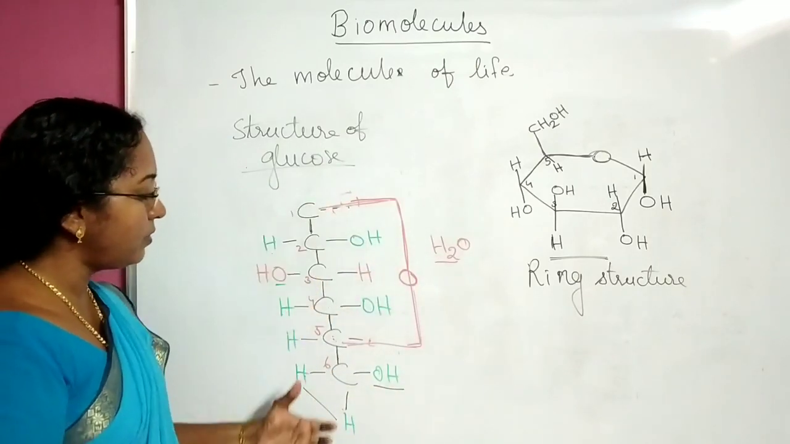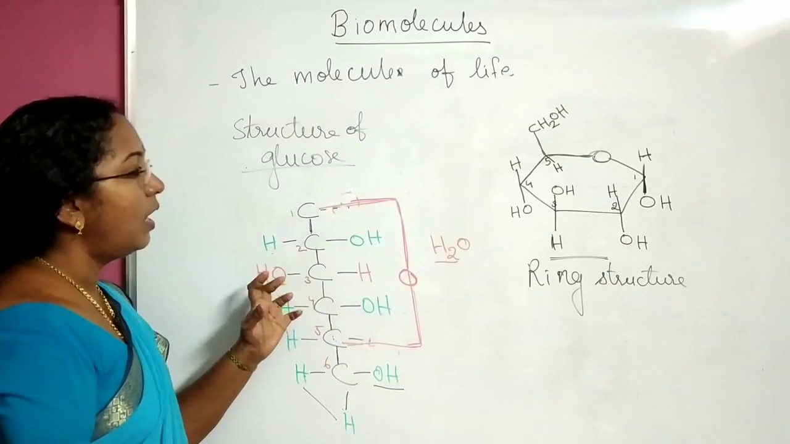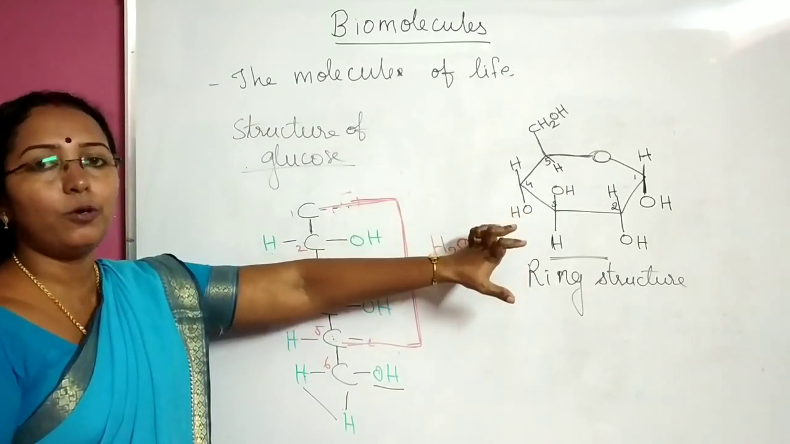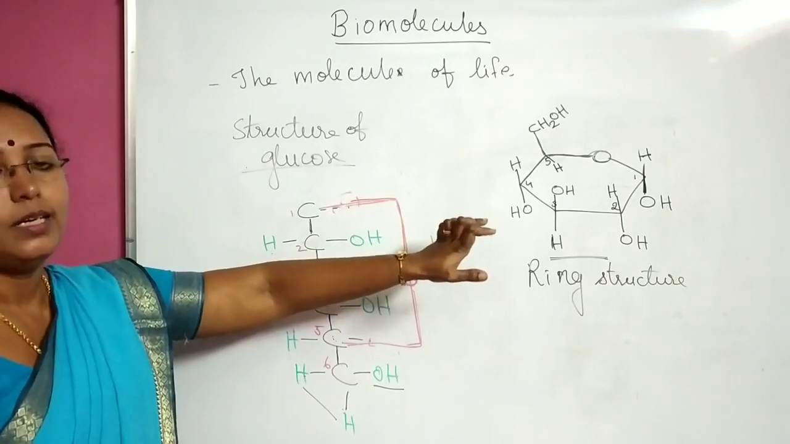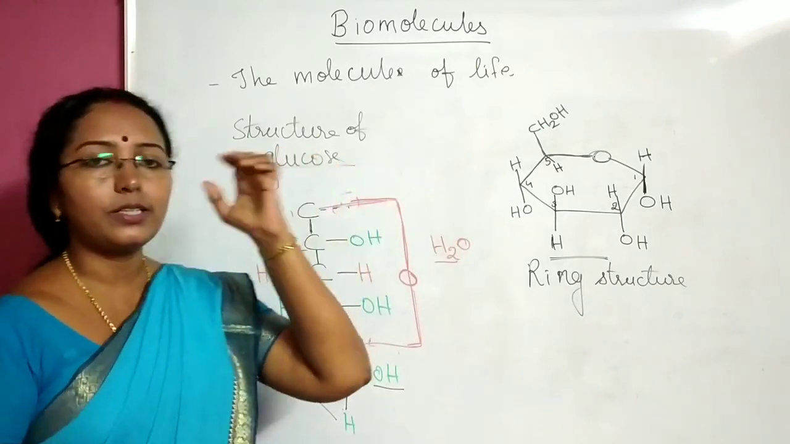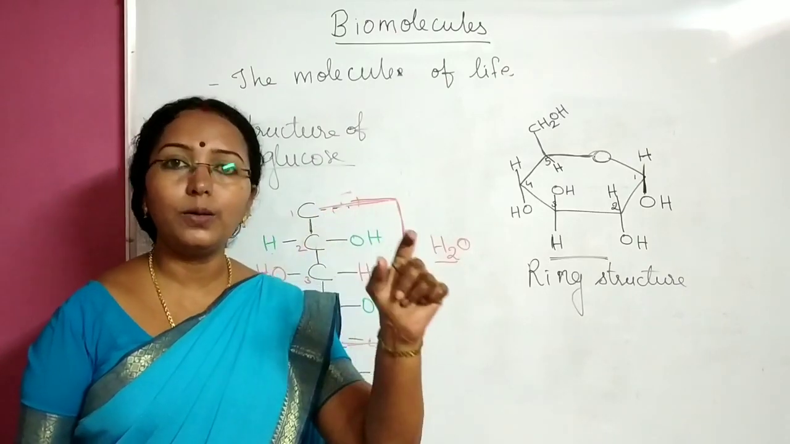Now why I explained to you the straight chain formula is, only from here you will understand how this ring structure is getting actually formed. If I simply draw this, you will be by-hearting. It's not like that. When you are asked to draw the structure of glucose, the first point that should come to your mind is it is an aldohexose.